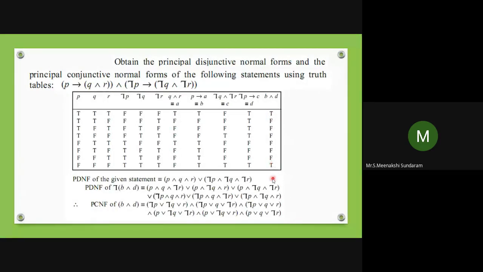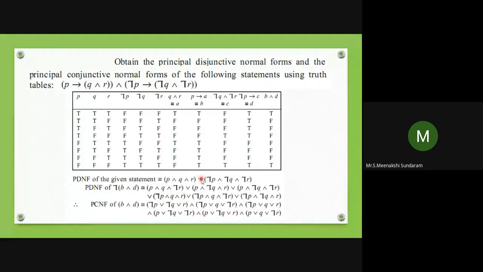Okay, for the PDNF, the given statement is true in the first and last cases. So for the first, all the inputs are true. I like to write min terms using conjunction: P conjunction Q conjunction R, all the terms are true. Then outside is PDNF, D for disjunction.